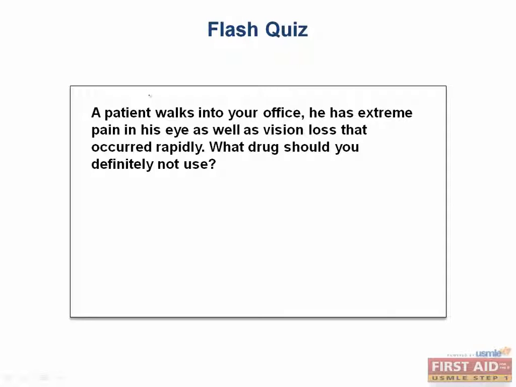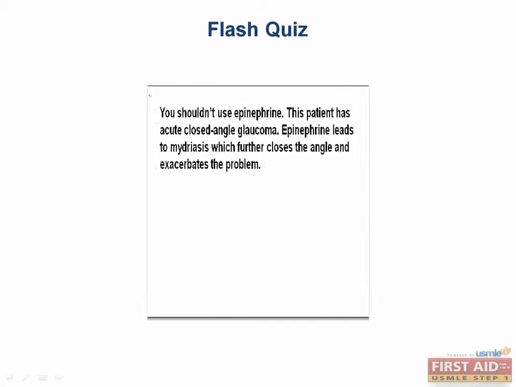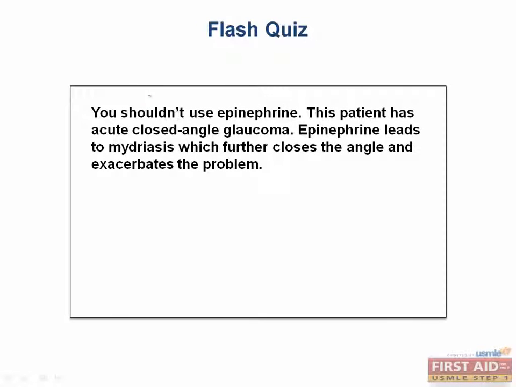But first, we will have a flash quiz. A patient walks into your office. He has extreme pain in his eye as well as vision loss that occurred rapidly. What drug should you definitely not use? I kind of really set you up for this one. You should not use epinephrine. This patient has acute closed angle glaucoma. Epinephrine leads to mydriasis, and as we discussed, this will further close the angle and actually make the problem a lot worse.